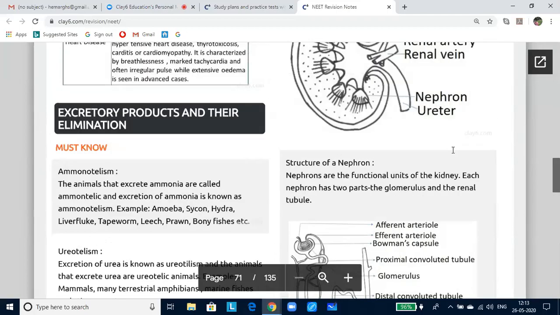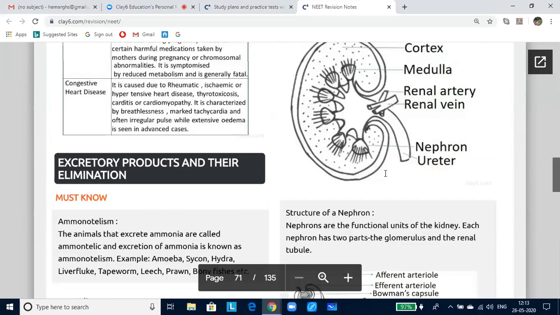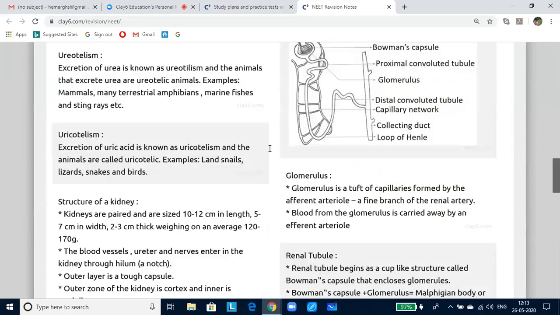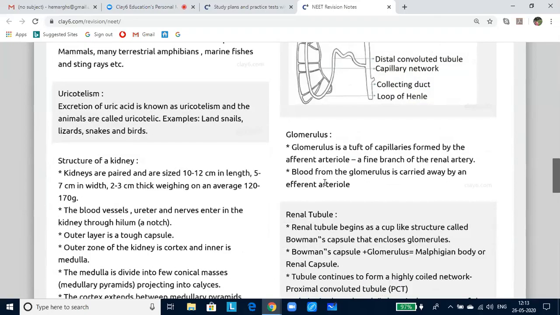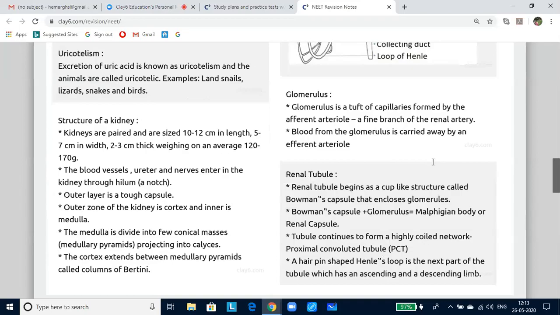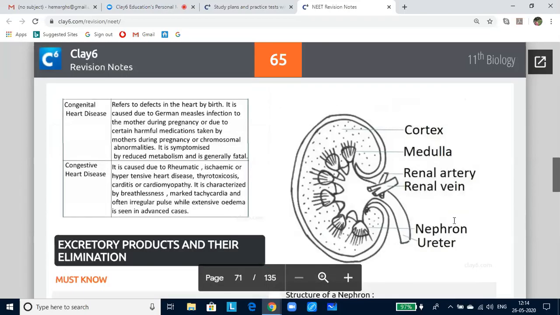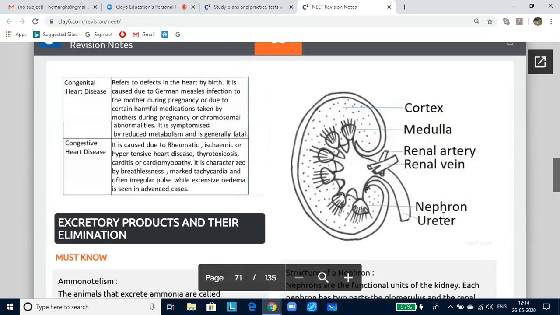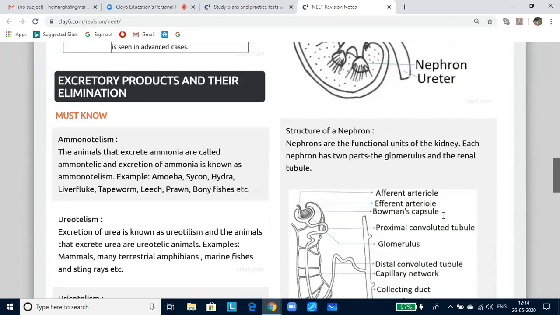Now let us look at the structure of a single kidney. Here you are able to see it. The blood vessels, ureter and nerves enter the kidney through the hilum. The outer layer is a tough capsule, and the outer zone is called the cortex, and the inner layer is called the medulla. In the medulla, you will see medullary pyramids which project into the calyces. The cortex extends between the medullary pyramids as columns of Bertini. So this is the structure; look at the diagram and learn the parts. They might ask you to associate the parts.